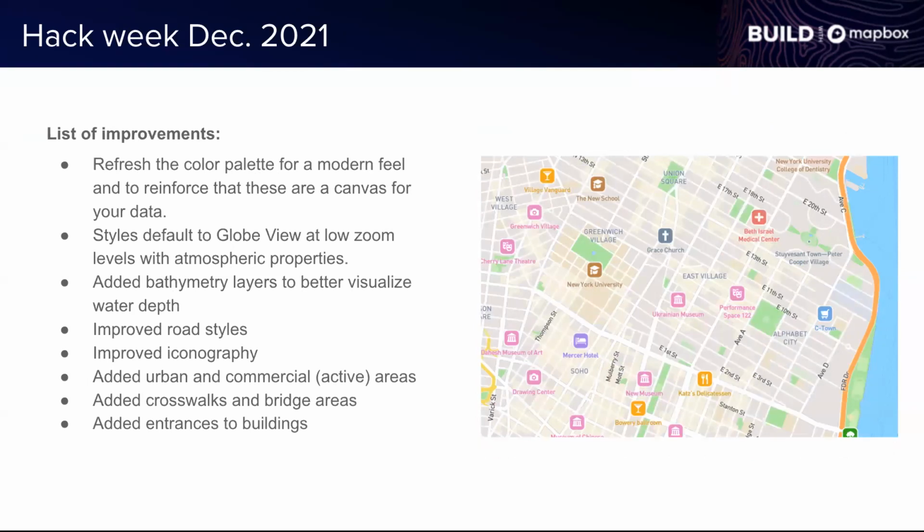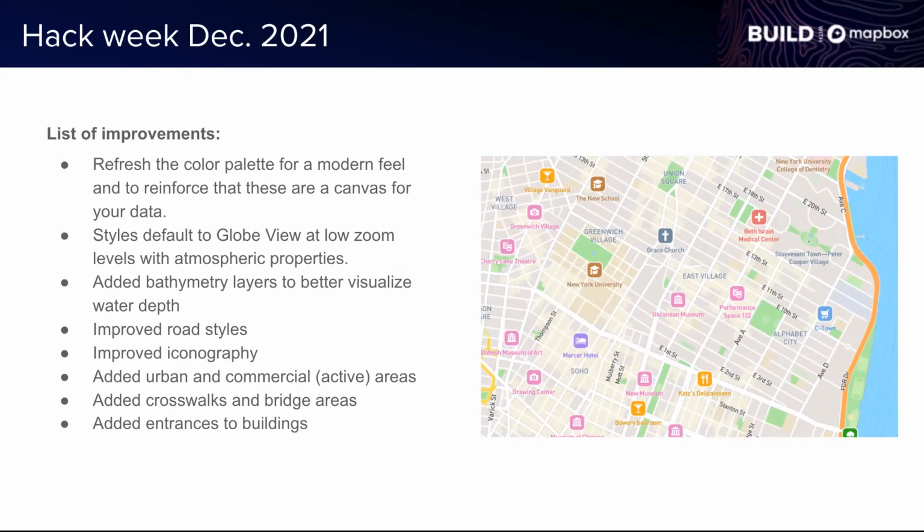So again, we refreshed the color palette. We introduced some really interesting data like commercial boundaries, so you can sort of see intensities of activities of points of interest within higher zoom levels over cities. We also had this amazing opportunity with Globe View to really make low zooms as pretty as possible. So adding the atmospheric properties by default, defaulting to that Globe View, and adding things like bathymetry and more land cover data to really make those views sing.